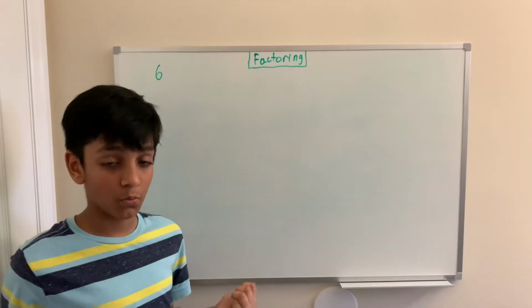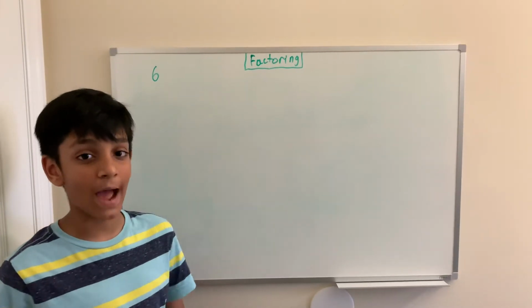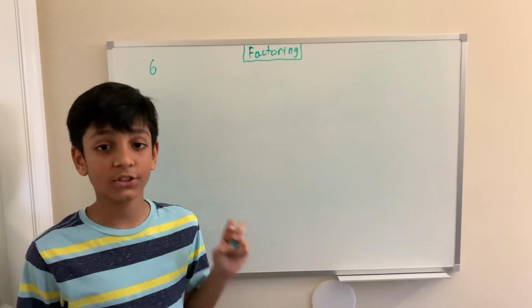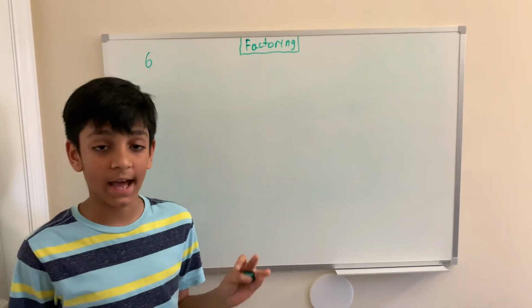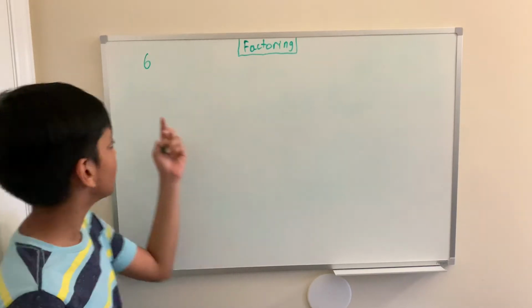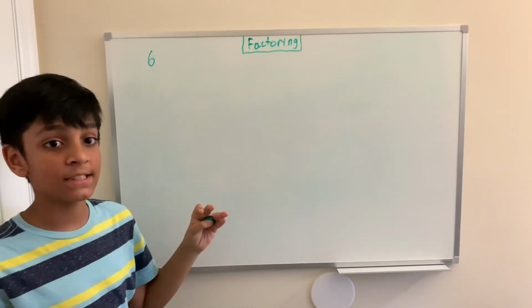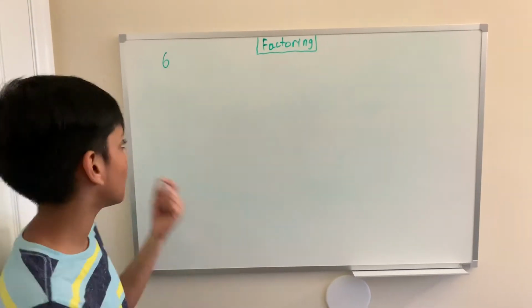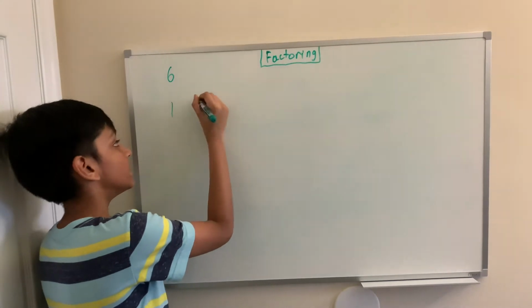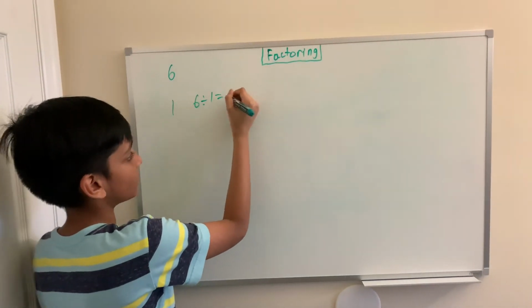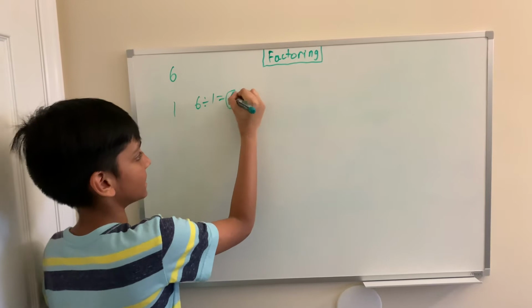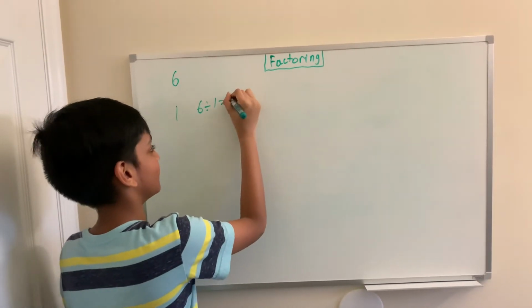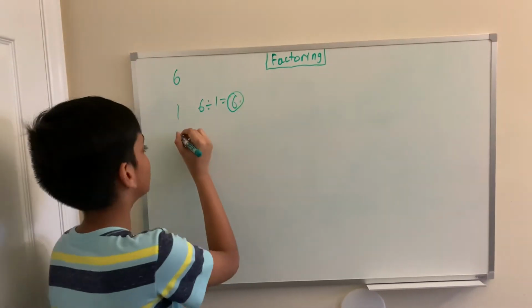So when we factor, we're going to want to know what factors are. The factors of a number are anything that number will divide easily into. Anything that 6 will divide easily into without any remaining numbers or remainders. So I can think of 1 straight away because 6 divided by 1 equals 6, no remainders.